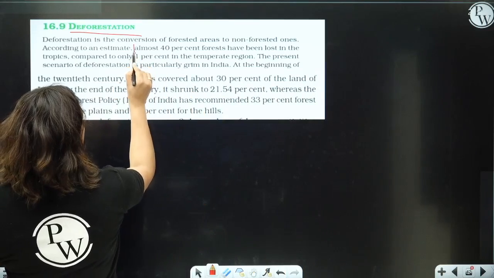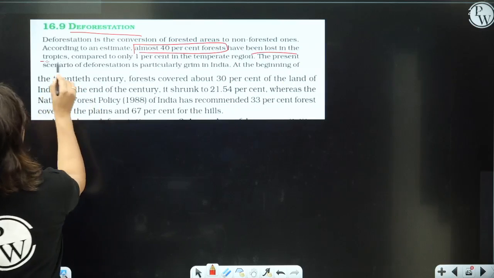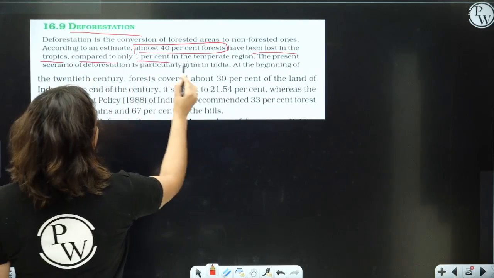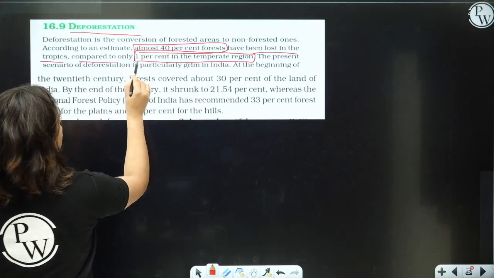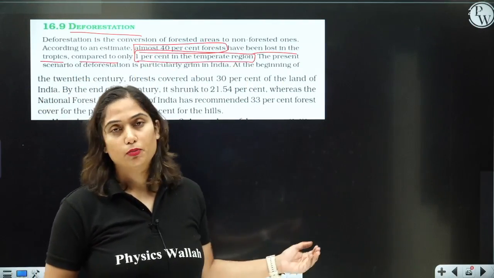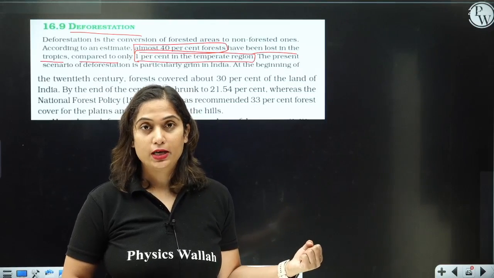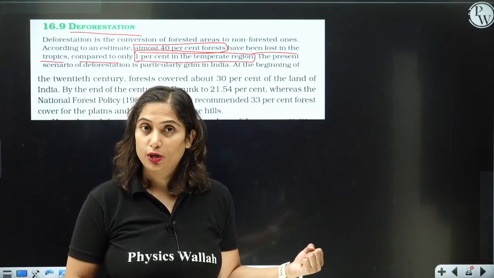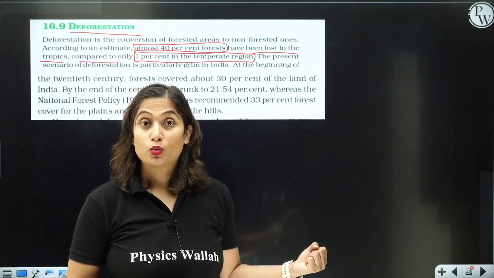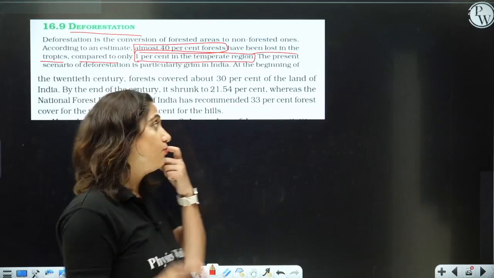Almost 40% of forests have been lost in the tropics compared to only 1% in the temperate regions. Tropics are the areas near the equator, temperate are those away from the equator. So we have lost 1% of the forest cover in the temperate areas, and we have lost over 40% of the forest cover in tropical areas. This is important, remember this.